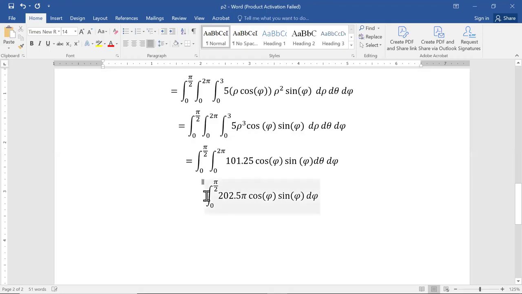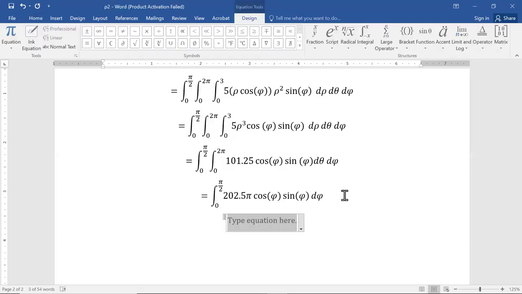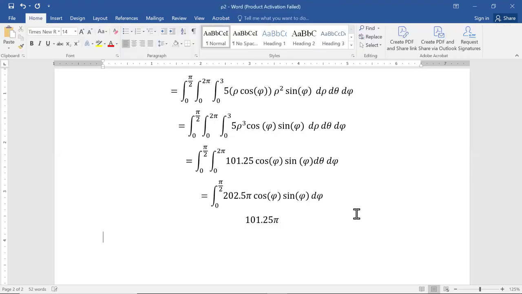Now, if you want, you can do this by hand. It's just a trig integration. It's not too crazy difficult, but you can also do it with your calculator. You end up getting 101.25 times pi. So that's what I ended up with.